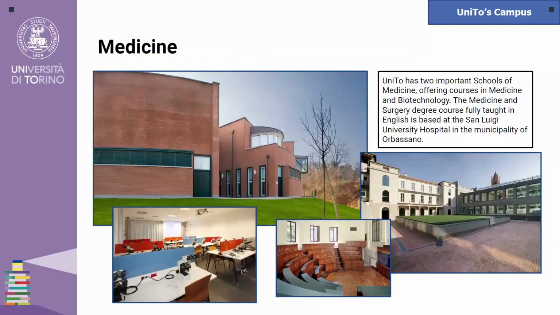We have then the School of Medicine. The University of Torino has two Schools of Medicine. One is located in the city, in Torino, and the second one is a little bit outside, quite close to Grugliasco, the veterinary and agricultural faculty, in a huge hospital outside of Torino. So two Schools of Medicine, and one of the two is a program completely in English, completely devoted to medicine.